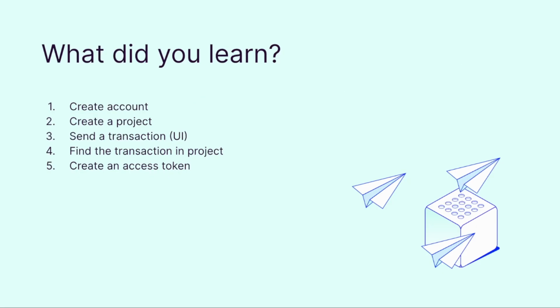So, what did you learn in this quick start? You've learned to create an account with mintBlue, create a new project, and send a transaction using the mintBlue Composer, and then explore the transaction in the Project's Transactions tab. And finally, we've created an access token. We will need this access token in the future to send transactions using the SDK instead of the mintBlue Composer.